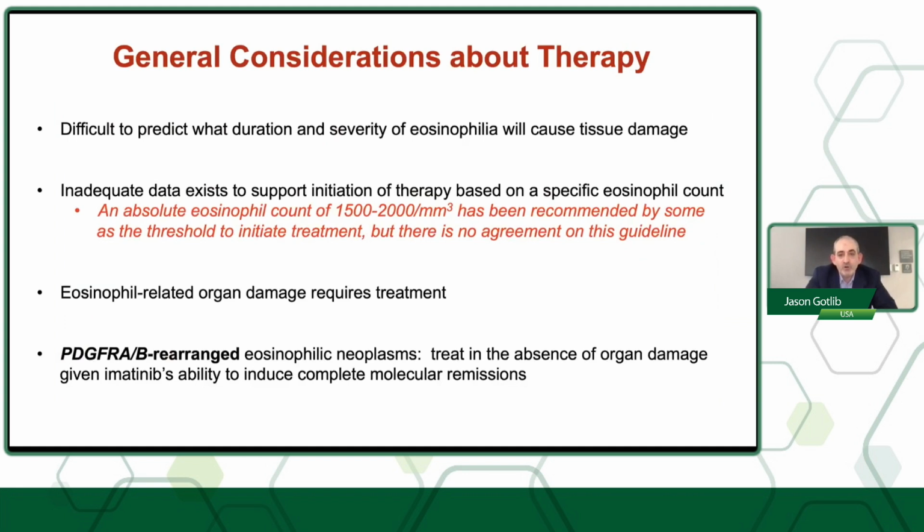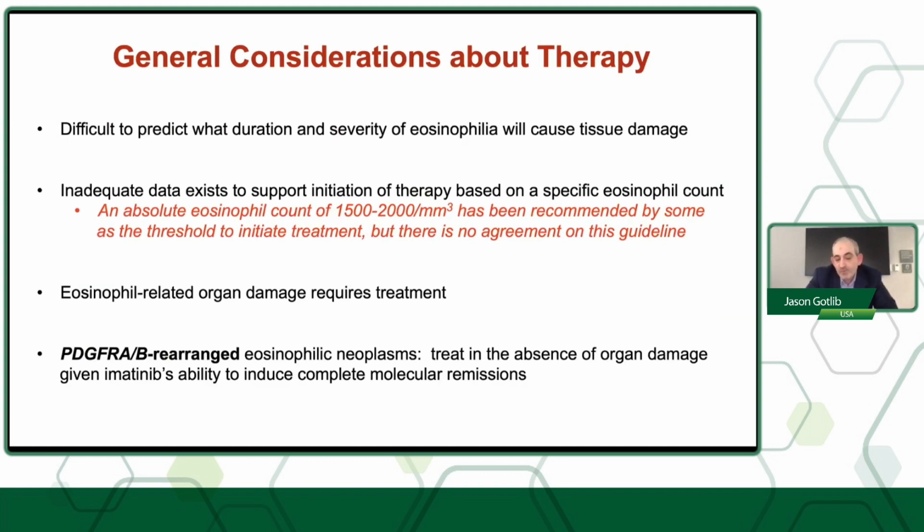So just a word about general considerations about therapy. It is really difficult to predict at what duration severe eosinophilia will cause tissue damage. There really is inadequate data to establish a specific threshold for initiating therapy, but having said that, some individuals will use an absolute eosinophil count of 1,500 to 2,000. If one has organ damage, for example, of the heart or lungs related to the eosinophil count, that is certainly a reason to initiate treatment.